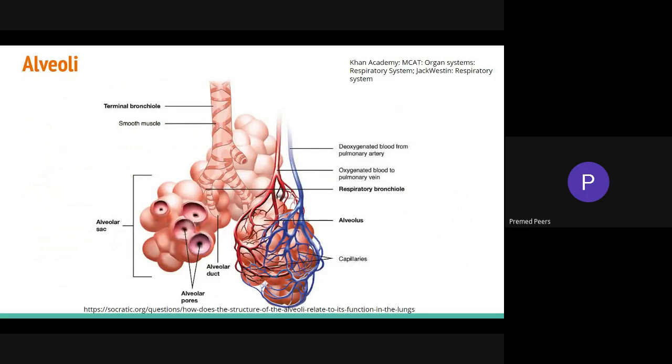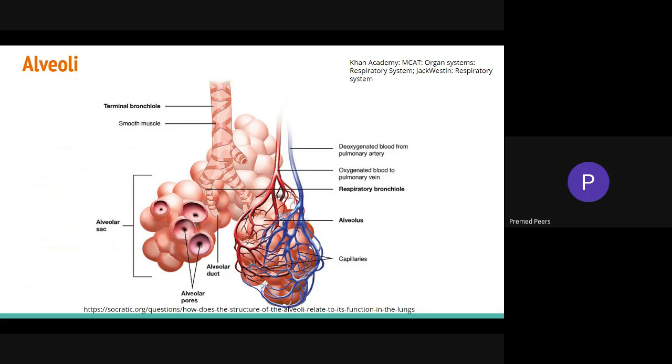Now to take a closer look at the respiratory zone, particularly the alveoli. Each alveolar duct ends in around 100 alveolar sacs. Each sac contains about 25 alveoli.